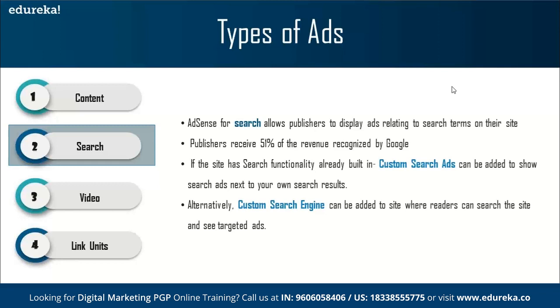So Google AdSense provides custom search ads, which can be added to show search ads next to your search results. Alternatively, if you do not have a search engine embedded, Google AdSense gives you a custom search engine which can be added to your site where readers can search the site and see targeted ads. Okay, let's move to the next slide.